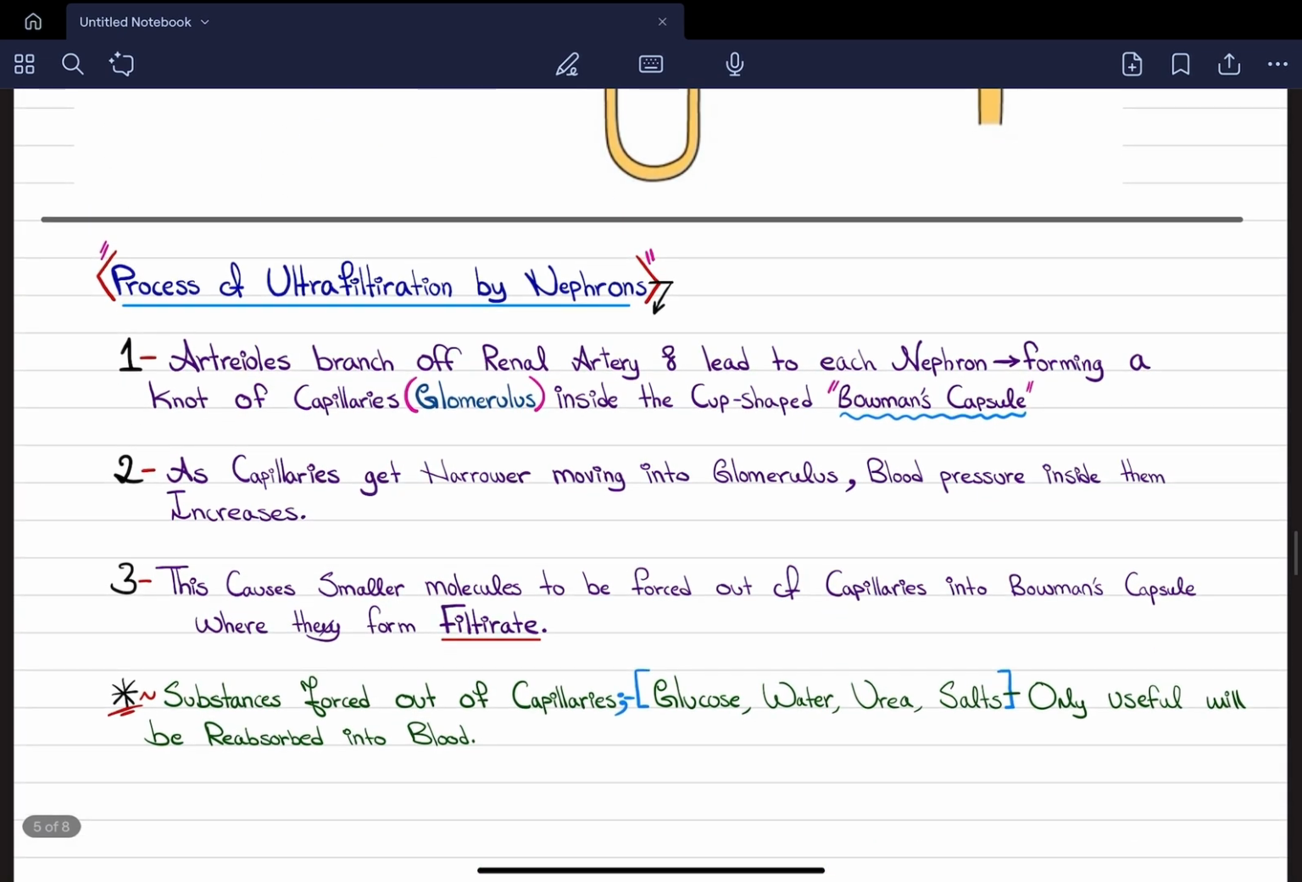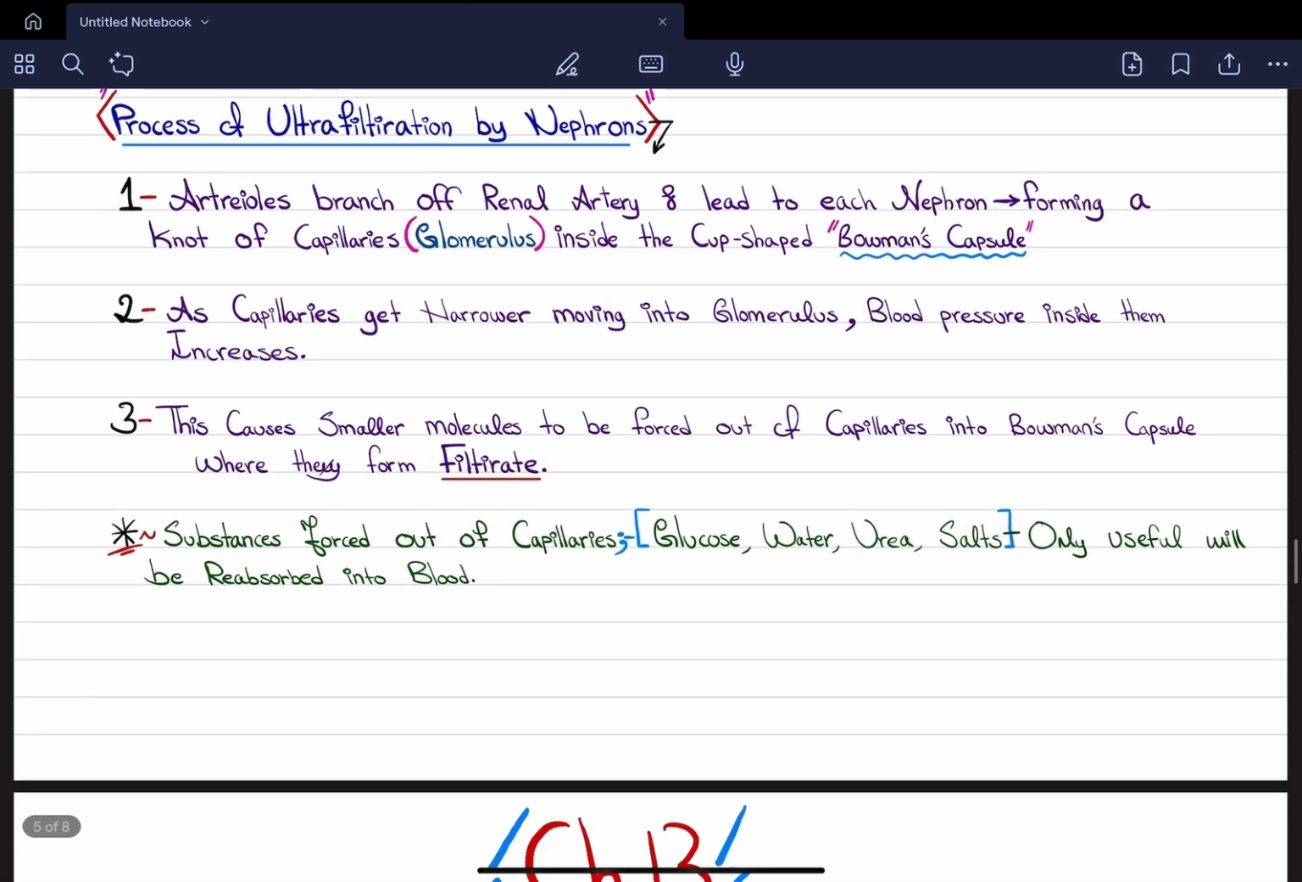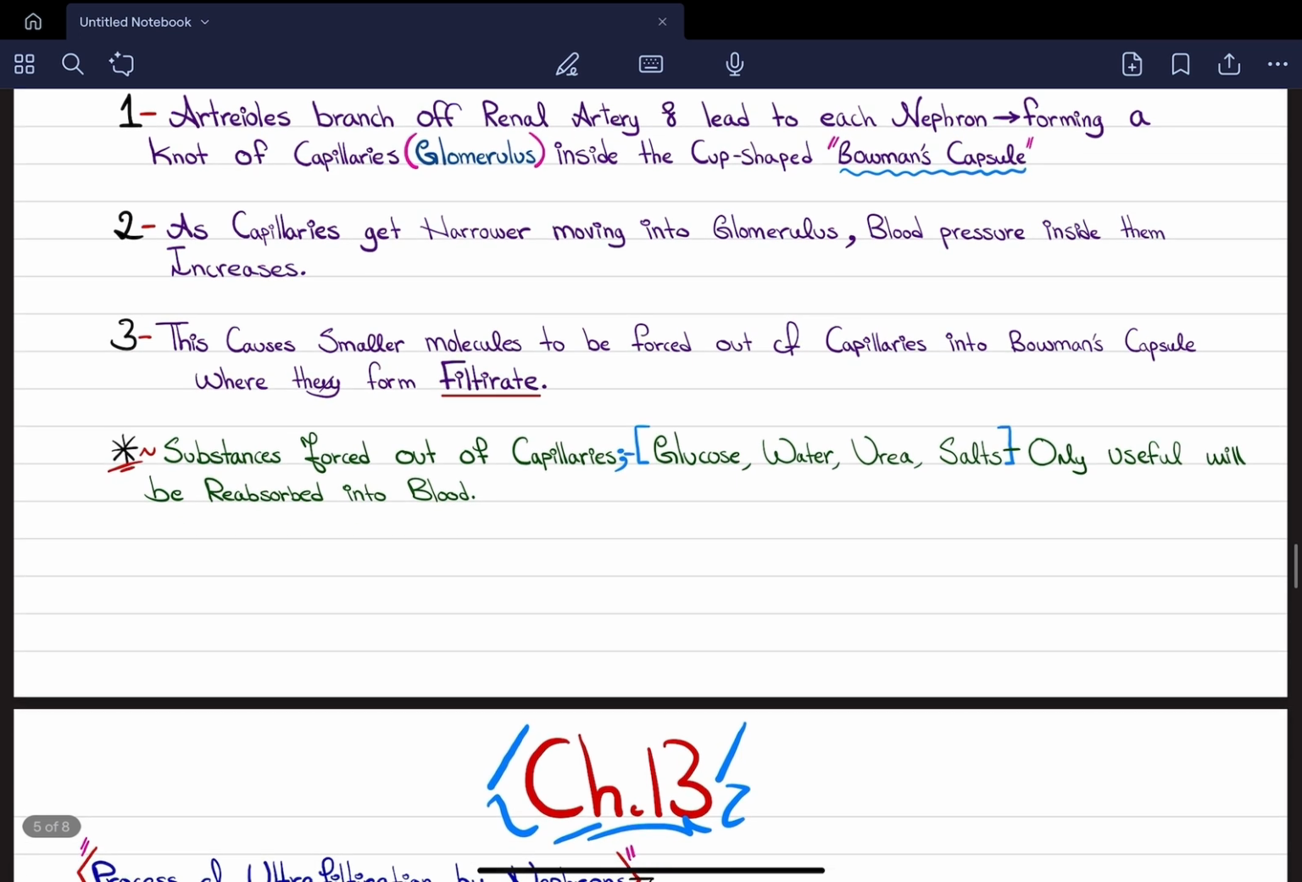As capillaries get narrower, they move into the glomerulus, and blood pressure inside them increases. This increase of blood pressure is going to cause smaller molecules to be forced out of the capillaries into the Bowman's capsule, where they form the filtrate. Substances forced out of the capillaries include glucose, water, urea, and salts, but only the useful substances will be reabsorbed into the blood. The excess is going to be removed as waste.